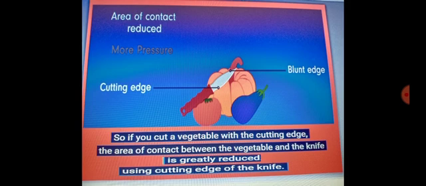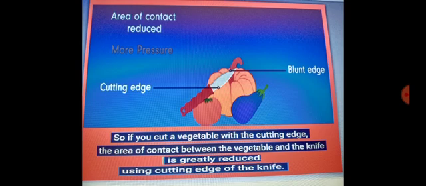Area of contact reduces, then there is more pressure. So the cutting edge has less area of contact, and the other end, the blunt edge, has more area of contact. So if you cut a vegetable with the cutting edge, the area of contact between the vegetable and the knife is greatly reduced.